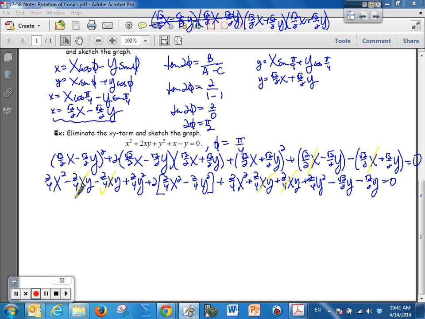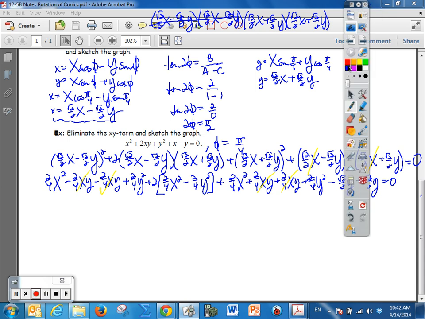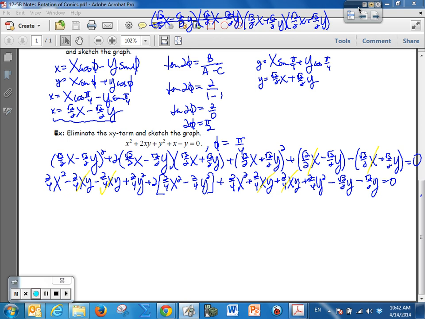And now it's just combining like terms. Let's see what we have going on. Let's do the x squareds first. So I have 2/4 x squared, that x squared, and that one, which gives me 4/4. So 2/4 plus 4/4 plus 2/4. How many does that give me? 8/4, which is 2. So 2 x squareds. So x squareds are goodbye.